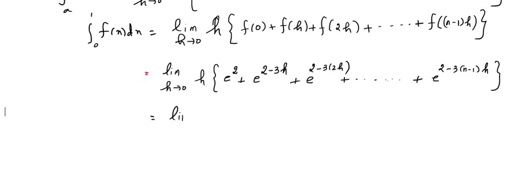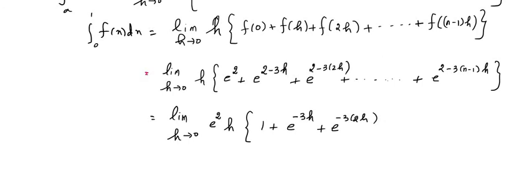Limit h tends to 0, h, here e square is common, that can be taken out. e square into h, after taking e square out, 1 plus e power minus 3h plus e power minus 3 into 2h. Like this it goes on till the last term, which is e power minus 3 into n minus 1 h. Understood? I have taken out e square common.